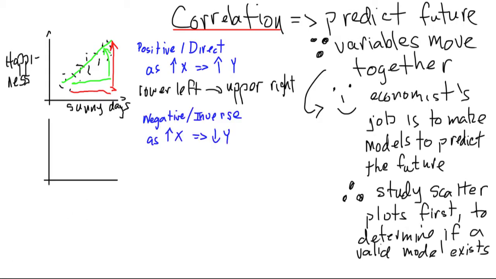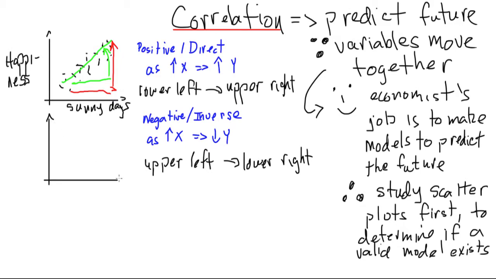The second type of correlation is the negative or inverse. Here, as the variable on the x-axis increases, the variable on the y-axis decreases. Or the graph goes from the upper left to the lower right. Draw this scatter diagram and label it with two variables that you believe are negatively or inversely correlated.